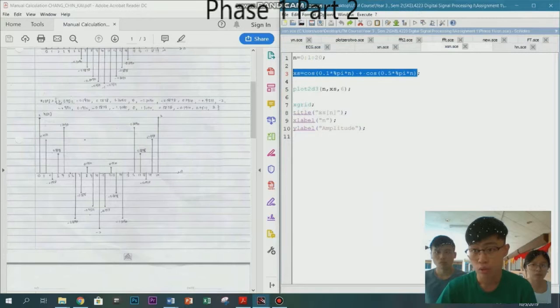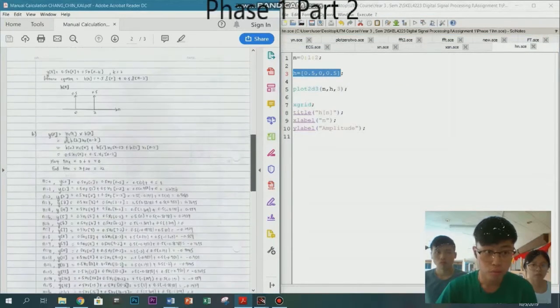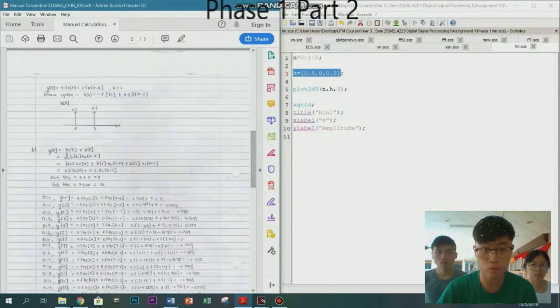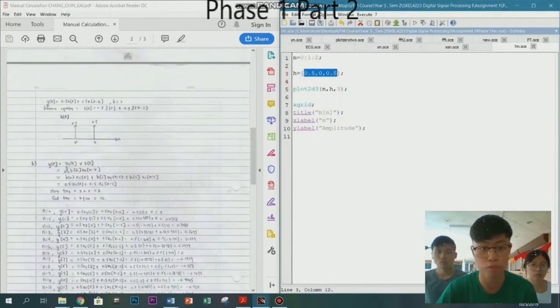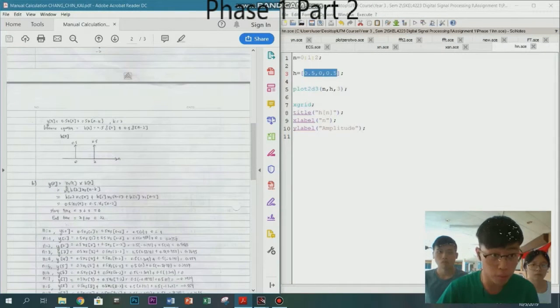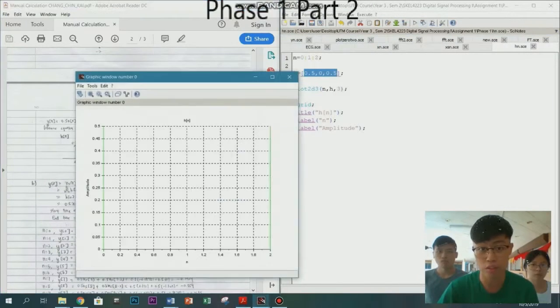For the hn, we are given the difference equation, so we convert it to the impulse response, and this is the result that we get: 0.1, 0, and 0.1. It's 0.5, 0, and 0.5. So we also did it by manual calculation, and the graph is here.